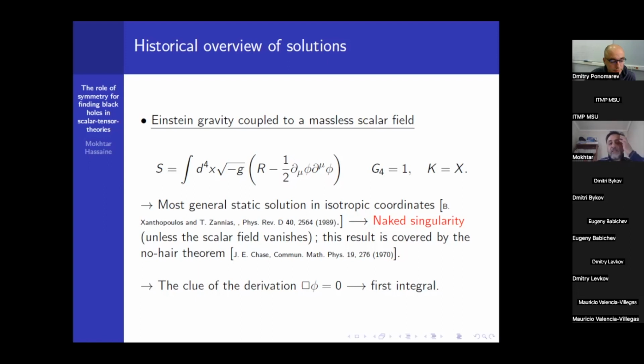But this result was not a surprise because it was already covered by the no-hair theorem. It was already known that the solution would not correspond to a black hole. But with this, we have an explicit solution, and we can see that effectively there are naked singularities. And the key of the derivation of this solution is that the scalar field equation is given by box phi, the Laplacian of phi, equal to 0, and that gives a first integral for phi, and that helps a lot in order to find the solution. This equation is the key of the derivation.